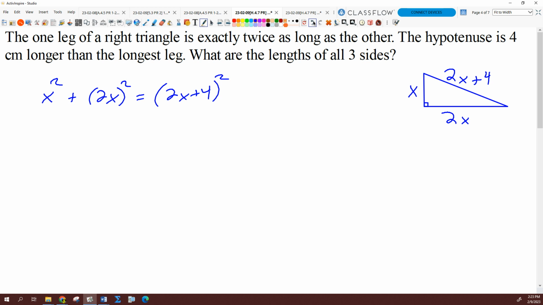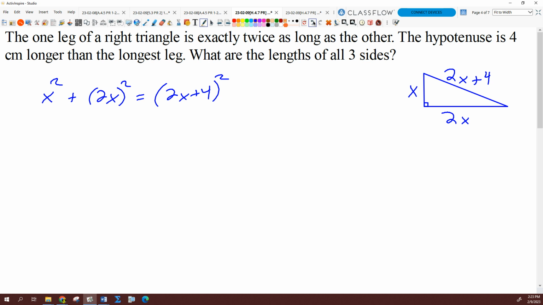What would I have to do? What do you think? Ideas? What do you think? Yes, sir. Expand them out. Yeah, good.